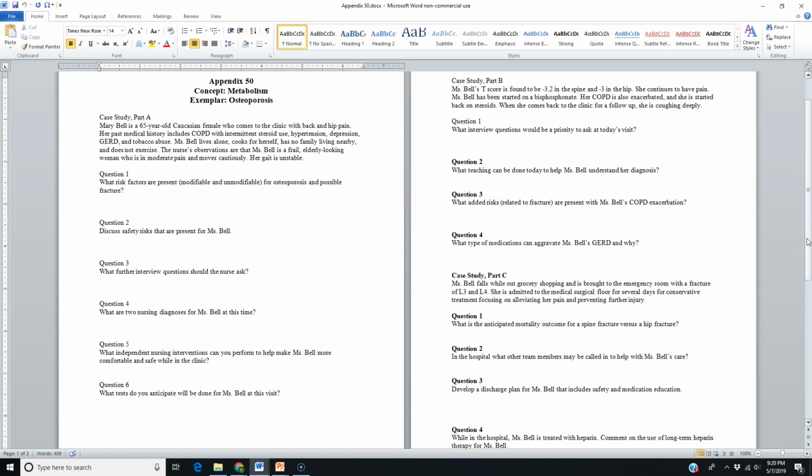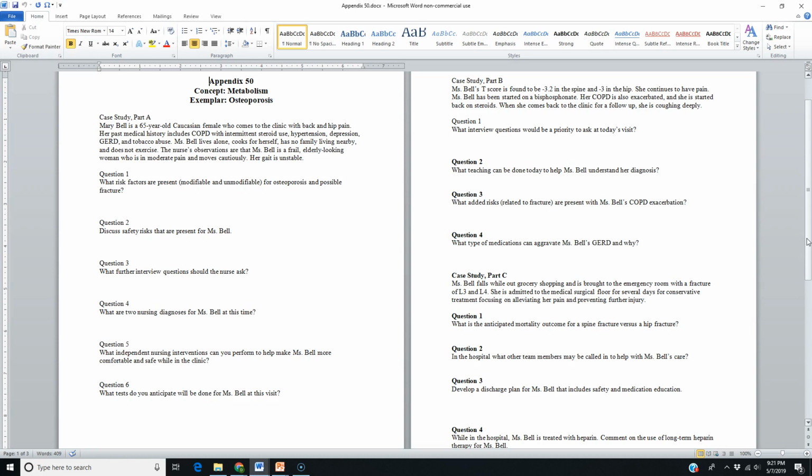What interview questions would be a priority to ask at today's visit? Just want to make sure she's continuing to take that bisphosphonates, and ask how long she's been on those steroids and how long she's been coughing, okay? And does the coughing kind of exacerbate the pain? And are you using those assisted devices that we recommend so you'll be steadier on your feet? And have you tried to quit smoking at this time? And have you started any weight-bearing exercises or activities? And have you tried to increase your dietary intake of calcium?